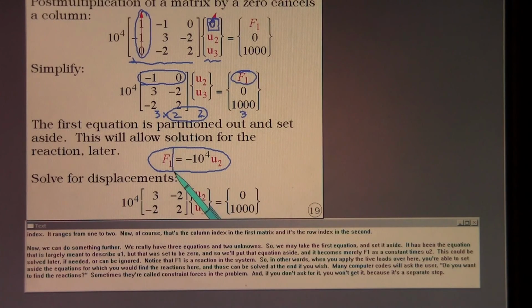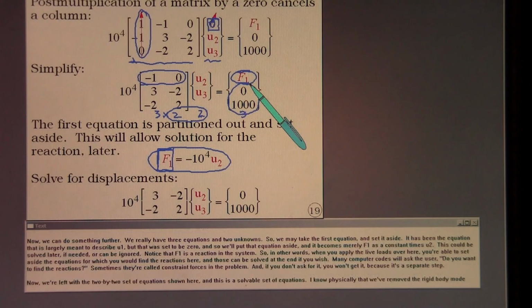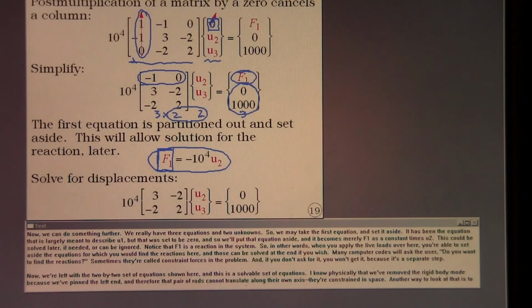Notice that F1 is a reaction in the system. So in other words, when you apply the live loads over here, you're able to set aside the equations for which you would find the reactions here, and those can be solved at the end if you wish. Many computer codes will ask the user, do you want to find the reactions? Sometimes they're called constraint forces in the problem. And if you don't ask for it, you won't get it, because it's a separate step.